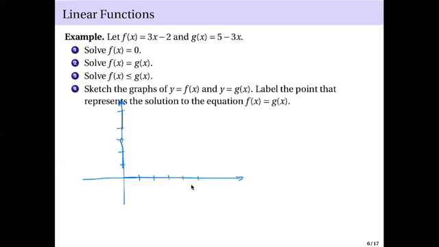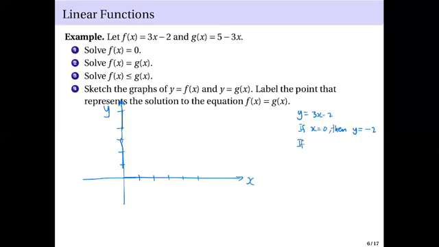Now to sketch, we'll need 2 points. And remember, we can use 2 intercepts, the x-intercept and the y-intercept of the functions, to obtain a pair of points. So for example, for the function f, y equals 3x minus 2. If x is equal to 0, then the value of y will be just -2.